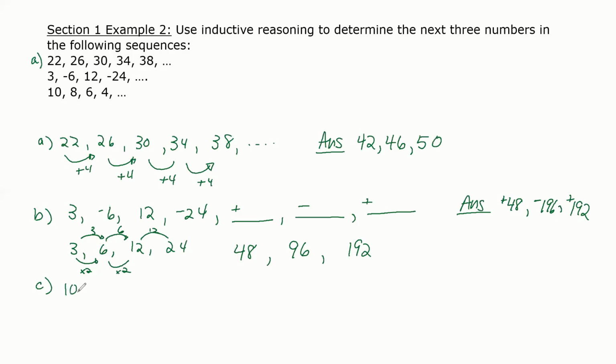C, 10, 8, 6, 4. So now we're going down. Minus 2, minus 2, minus 2. So our next three, we're going to have 4 minus 2 is 2, 2 minus 2 is 0, and 0 minus 2 is -2.